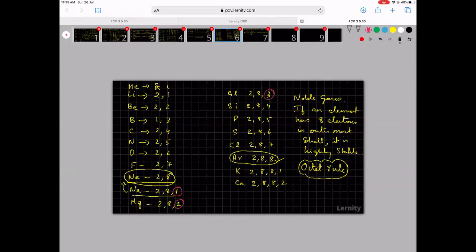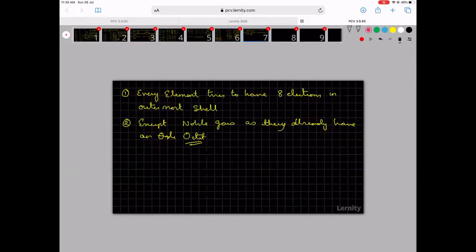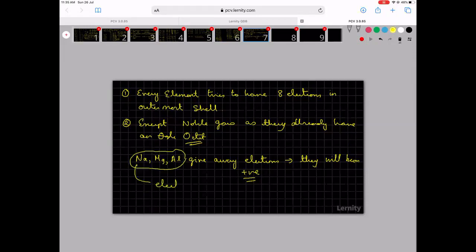So if sodium, magnesium, aluminium give away electrons, do you see that they will become positive? They will become positive because electrons are negative. So if you give away negative, they will become positive. That is why these elements are called electropositive elements.